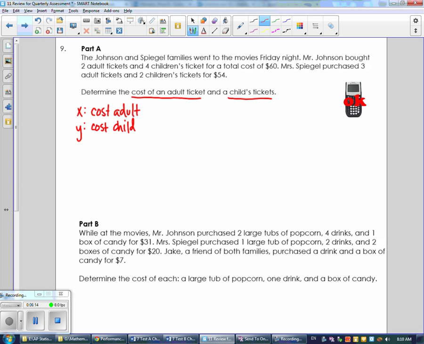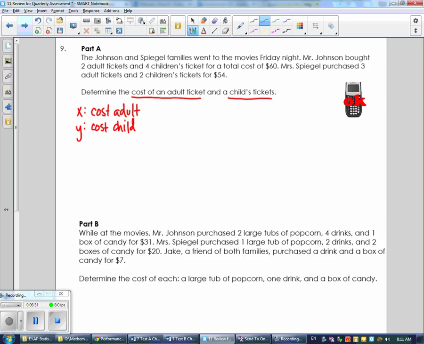This is a multi-point problem, so you do want to make sure that you show all your work, that you define your variables, and then ultimately when you've solved the system, that you write your answer in the context of the problem. So if it starts in words, your problem should end in words. Now I'm going to go ahead and set up the system.